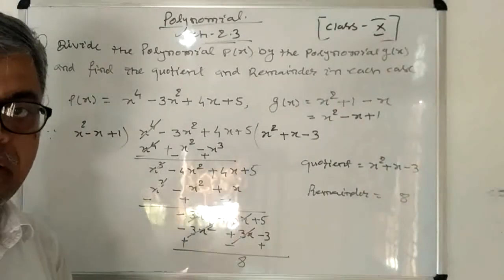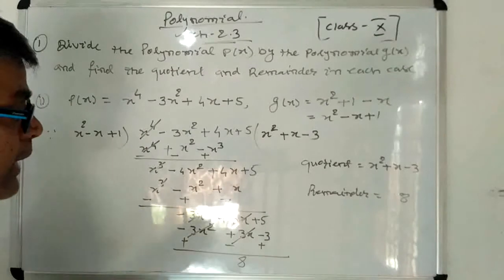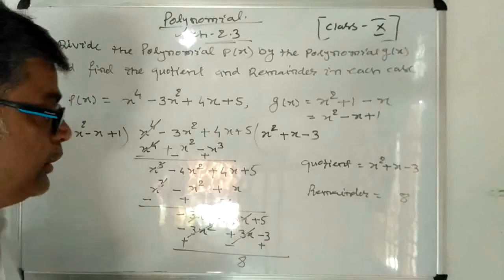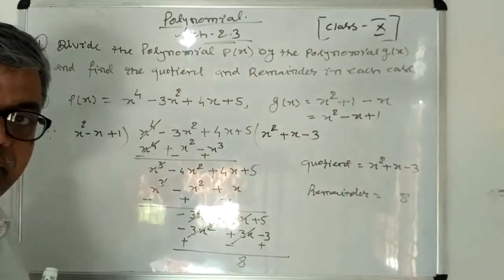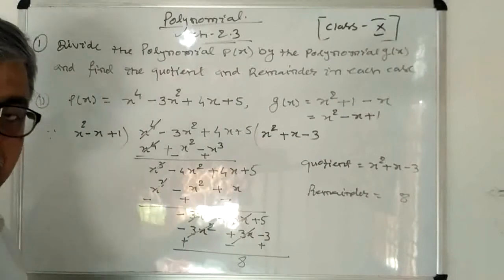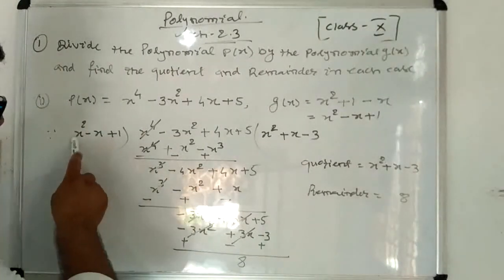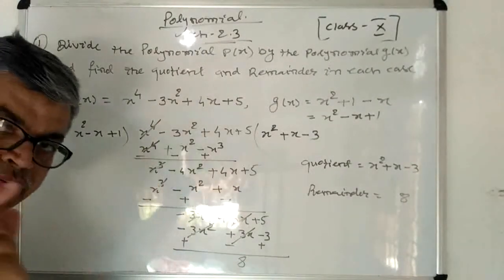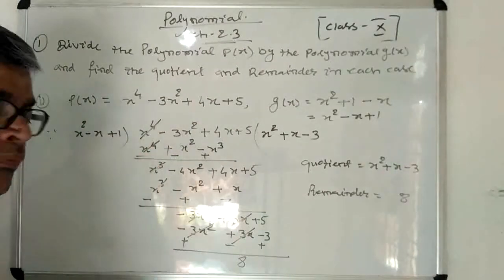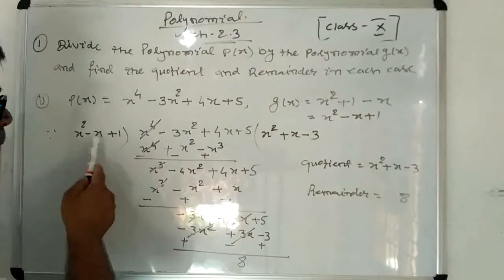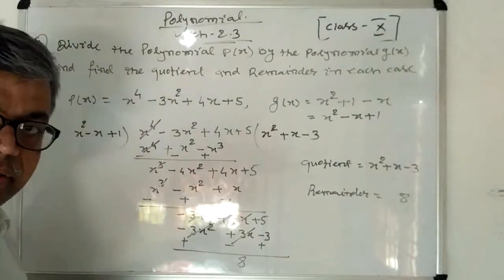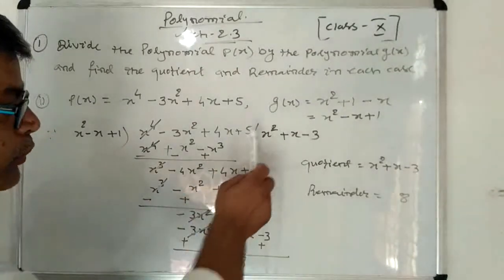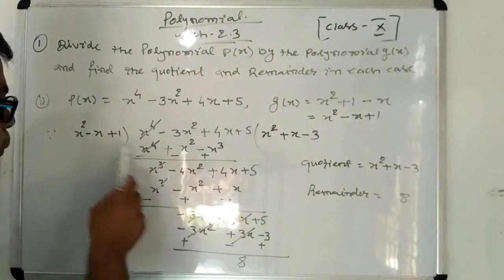And now when we start division, we have to think by which number we have to multiply the divisor to get the first term of the dividend. Always keep in mind, you have to get the first term of the dividend by multiplying the divisor by some number. So x square is the first term of the divisor, and the first term of the dividend is x to the power 4. So it is obvious that when you multiply the divisor by x square, you will get the first term of the dividend, that is x to the power 4. So multiplying by x square, we will have x to the power 4.